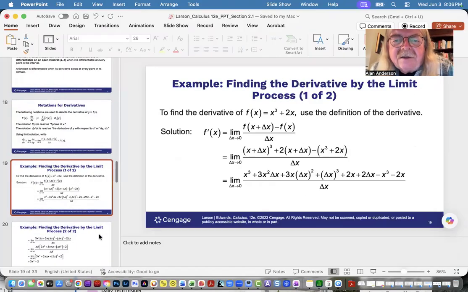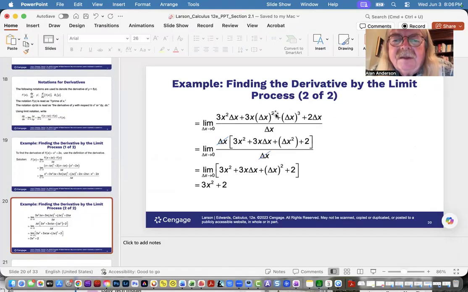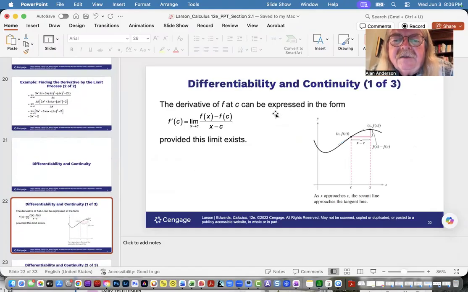Now, if you want to tackle this example, it is really a nightmare. It's just so messy. I think it just obscures what we're trying to learn here, but you can go ahead and try it if you want. Differentiability and continuity, the derivative is equal to this. By the way, let's grab this graph.